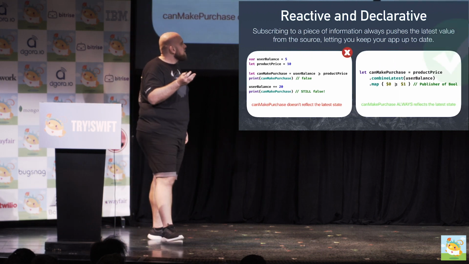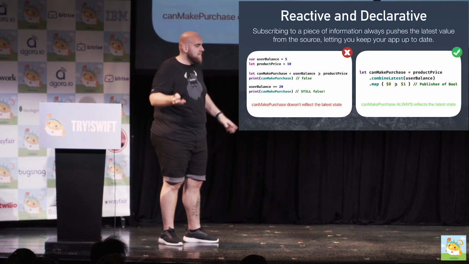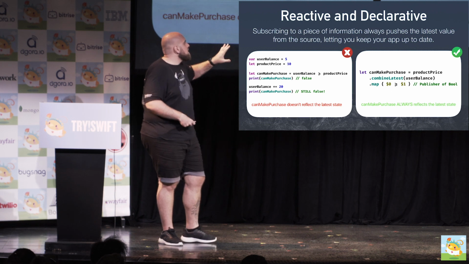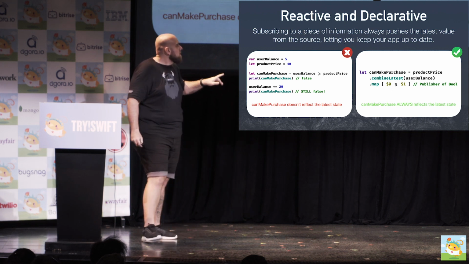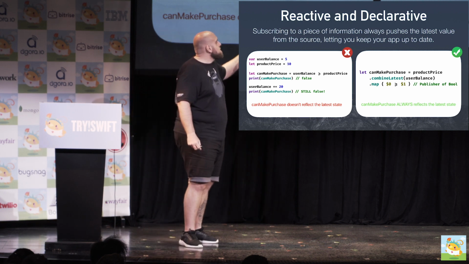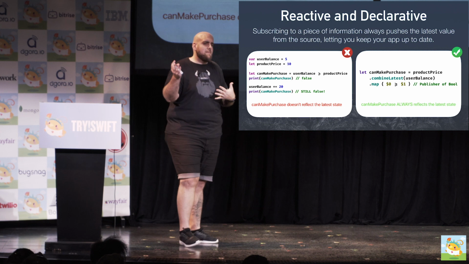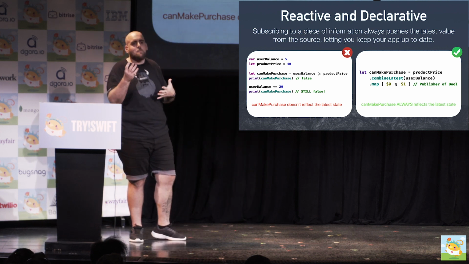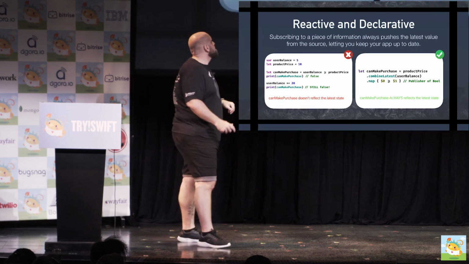As opposed to this Combine code, which you don't necessarily have to understand, but it's pretty straightforward, canMakePurchase will always reflect the latest state of your system. Whenever either product price or the user balance changes, you're going to get a remap of this and get a new Boolean emitted. So you can constantly make sure that canMakePurchase is valid if you have a button feeding off of that value.